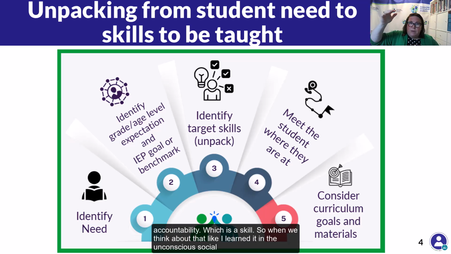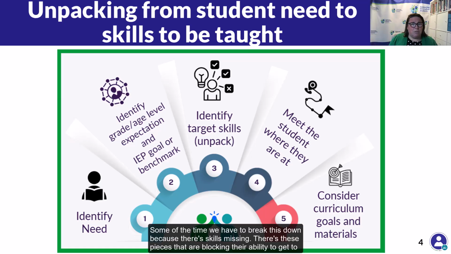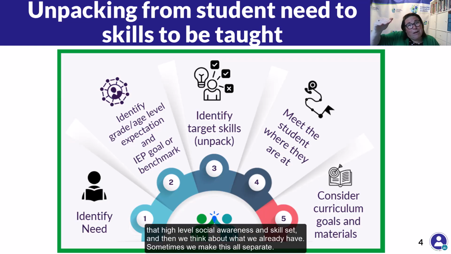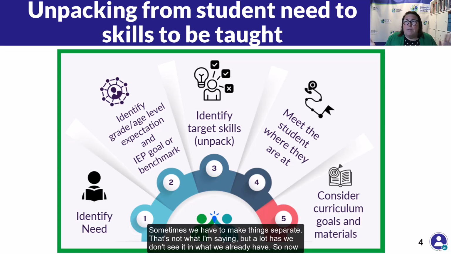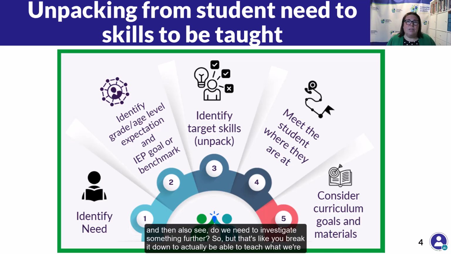So when we think about that, like I learned it in the unconscious social basic learning, so many of our kids get a lot of this accountability piece through that system. Some of the times we have to break this down because there's skills missing. There's pieces that are blocking their ability to get to that high level social awareness and skill set. Right? And then we think about what we already have. Sometimes we make this all separate. Sometimes we have to make things separate. That's not what I'm saying. But a lot of times we don't see it in what we already have. So now we've got to pair the products, the material, the strategies we already have, to see what matches, what doesn't match, and then also see, do we need to investigate something further? Okay. So, that's how you break it down.